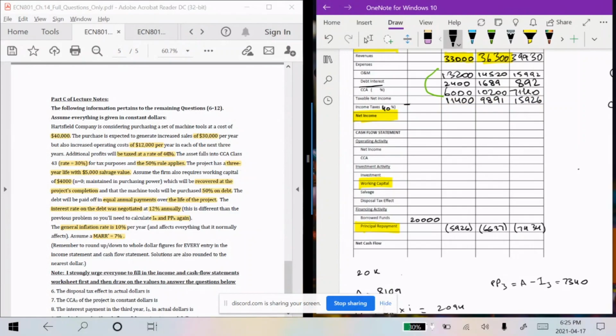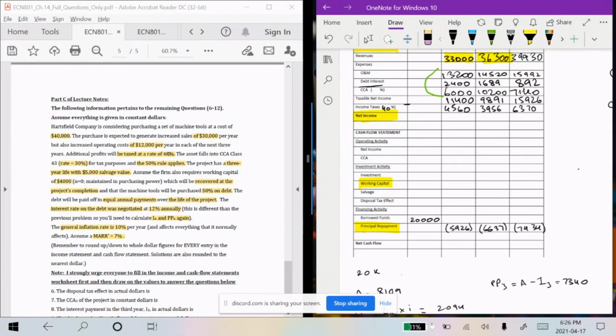So 40% of 11,400 is going to be 4560. 40% of 9891 is 3956.4, but then we just take it as 3956 and drop the last digit. Then 15,926 times 0.4 is 6370.4. Again, you drop the point because it's less than 5. So this is the income tax.